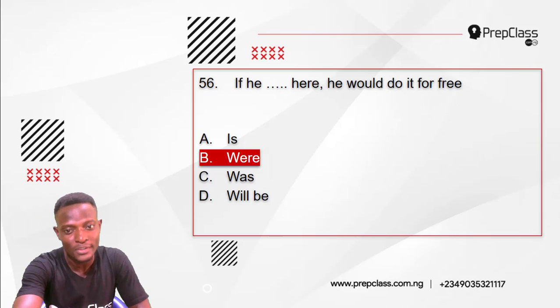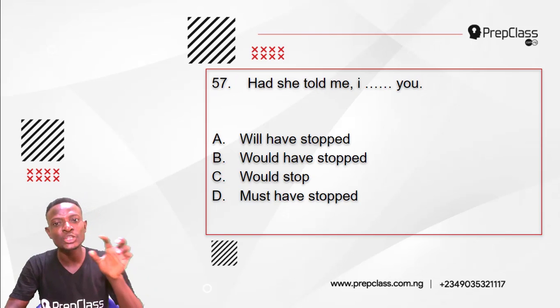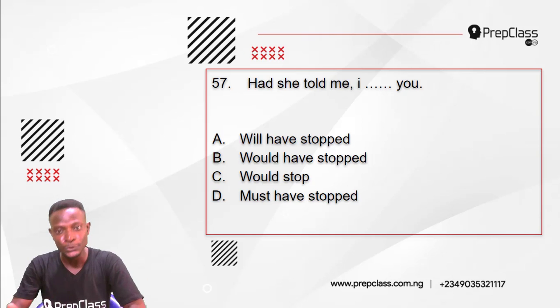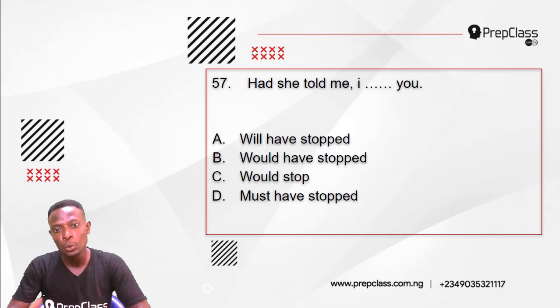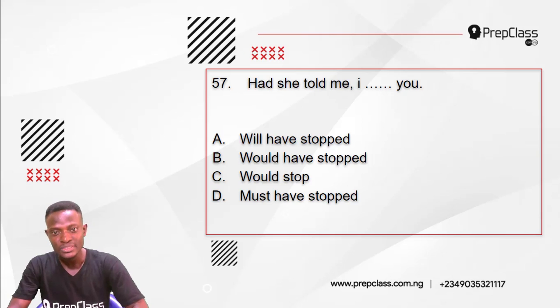Alright, moving on, question 57. Had she told me, I dash you. A. Had she told me, I will have stopped you. B. Had she told me, I would have stopped you. C. Had she told me, I would stop you. D.